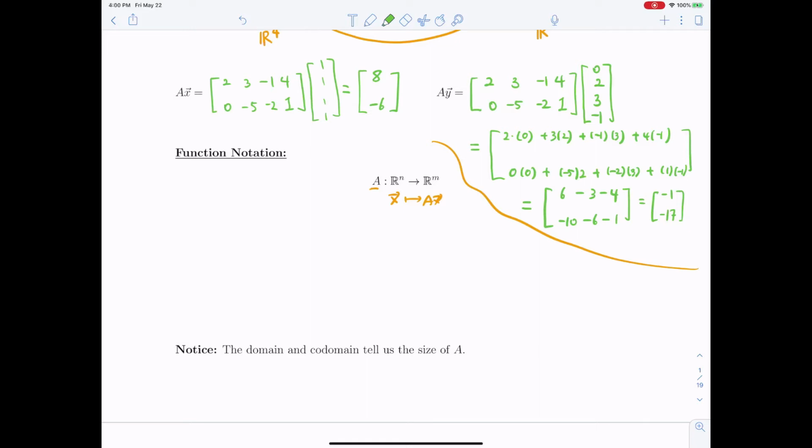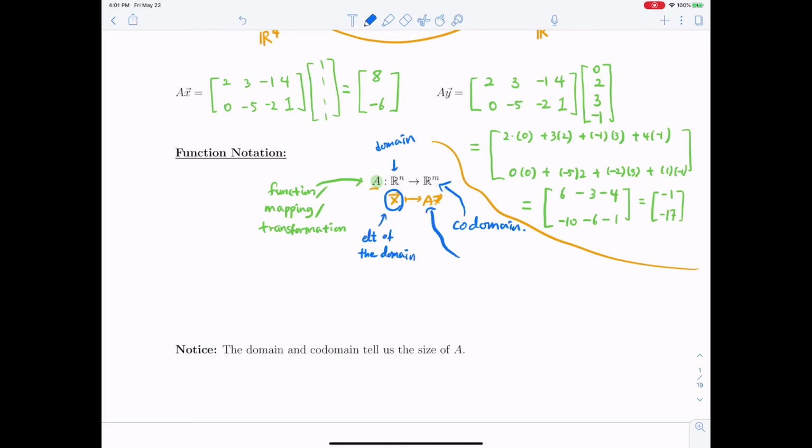Here, we call this A a function, or mapping, or transformation. R^n is the domain of the function, and R^m we call the codomain. The vector x is an element of the domain, and A times x is called the image of the vector x.